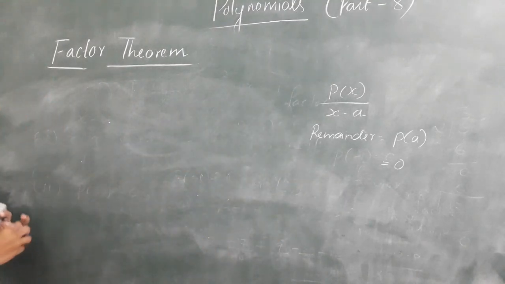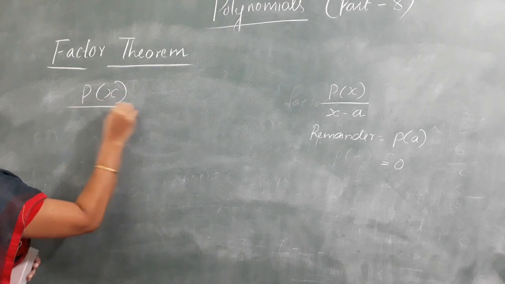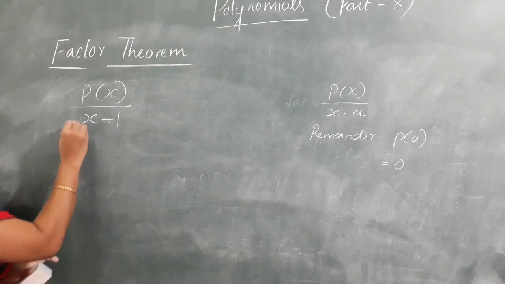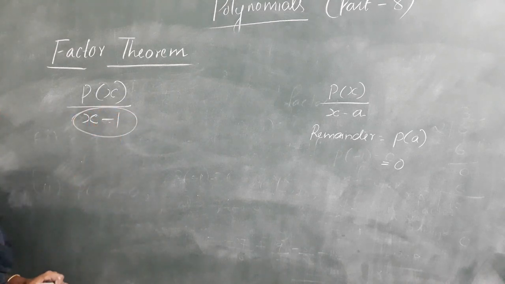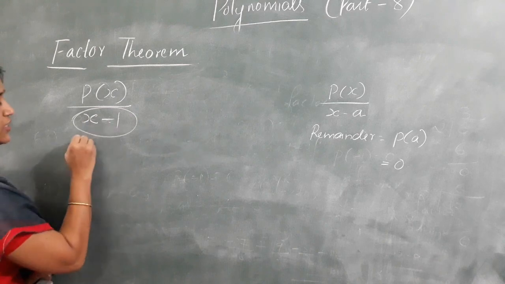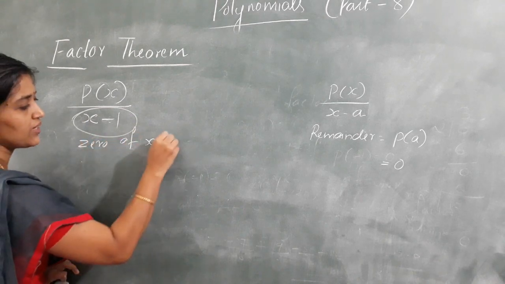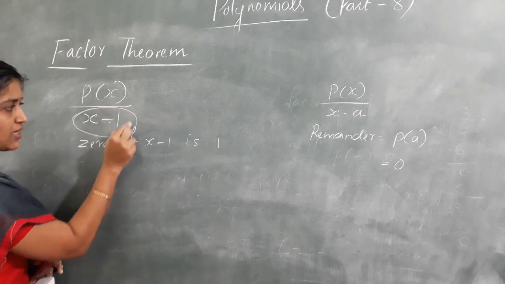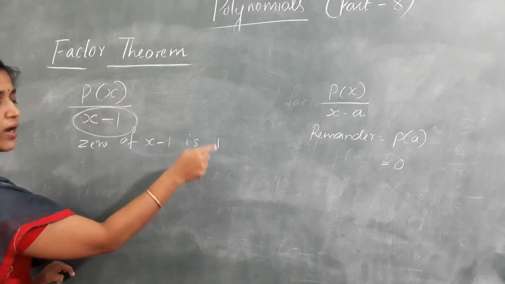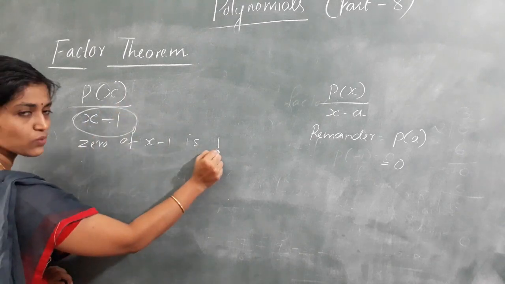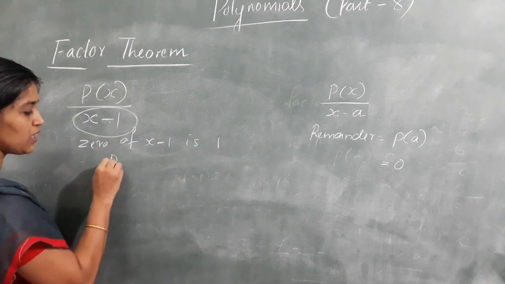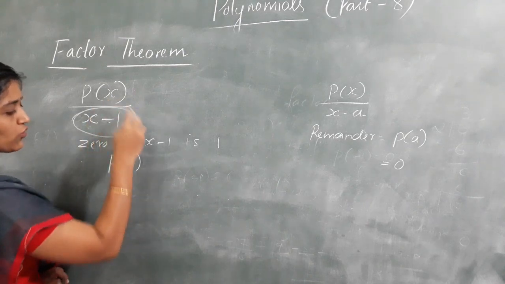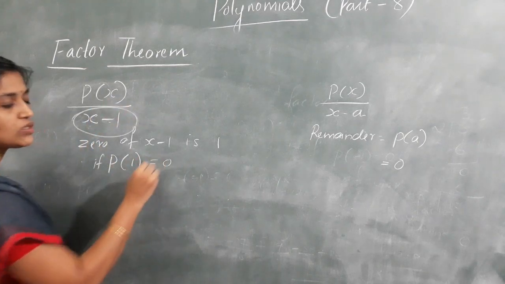Suppose p of x is divided by x minus 1. To check whether x minus 1 is a factor, you first have to find the zero of this divisor to find the remainder. So what is the zero of x minus 1? It is 1, isn't it? That is the value of the variable that makes the total value equal to 0. So the remainder will be p of 1. Clear? So x minus 1 is a factor of p of x if p of 1 is equal to 0.